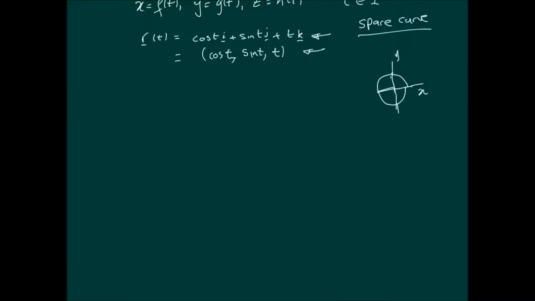Or if you were looking at this path of the particle from the top, imagine looking at it from the z-axis, the axis that's coming out of the screen here, what you would see is a circle. But if you looked at it from the side, you would see something different. For instance, if we were to look at when t is 0, we get 1.